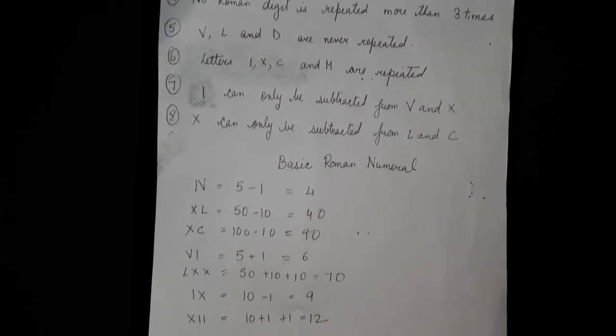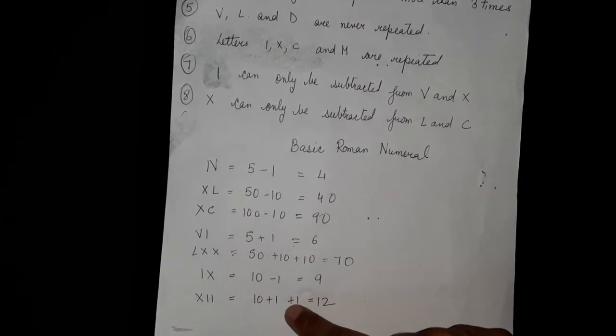Okay, so there are some basic Roman numerals that I've written here. IV, 5 minus 1 is equal to 4. XL, 50 minus 10 is equal to 40. XC, 100 minus 10 is equal to 90. VI, 5 plus 1 is equal to 6. LXX, 50 plus 10 plus 10, 70. IX, 10 minus 1, 9. XII, 10 plus 1 plus 1, 12.